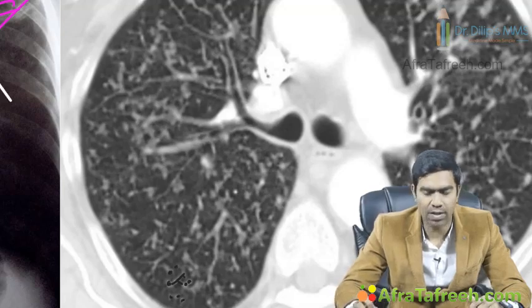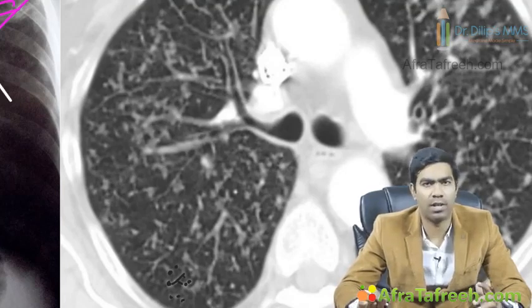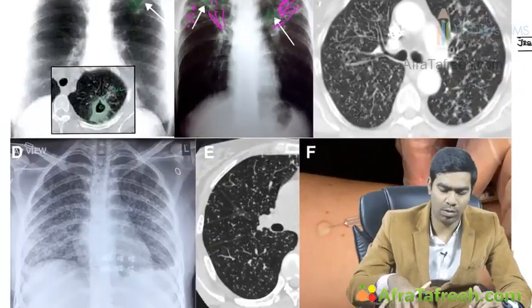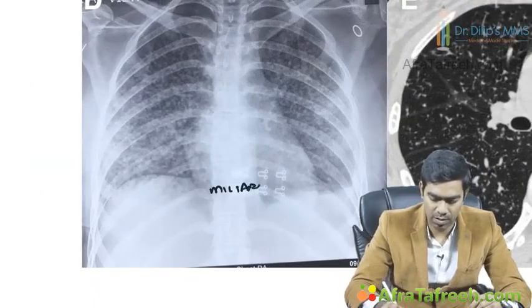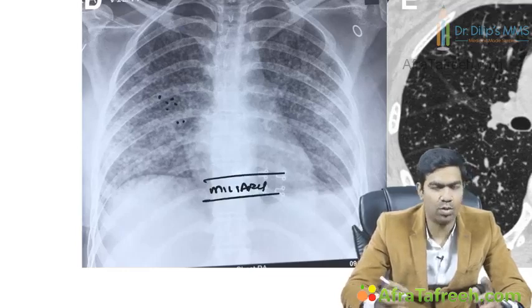So this is again very typical tree in bud opacity, and you can see a lot of tree in bud opacities in this particular CT. And again, this is so classical of tuberculosis. This is a typical miliary tuberculosis, where you can see a lot of miliary nodules distributed throughout the lung.